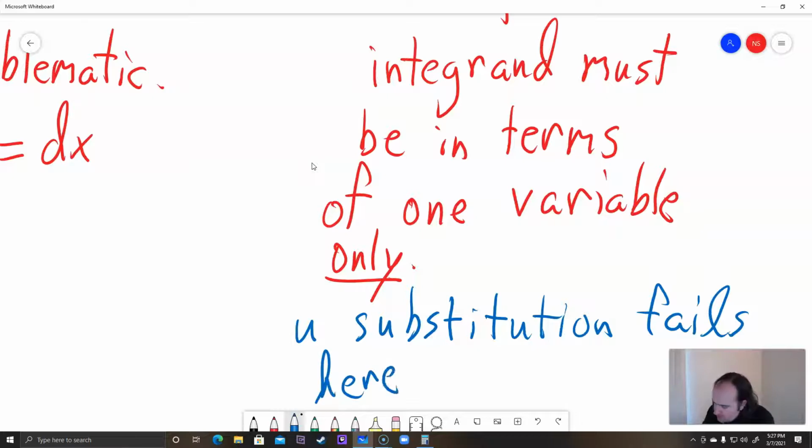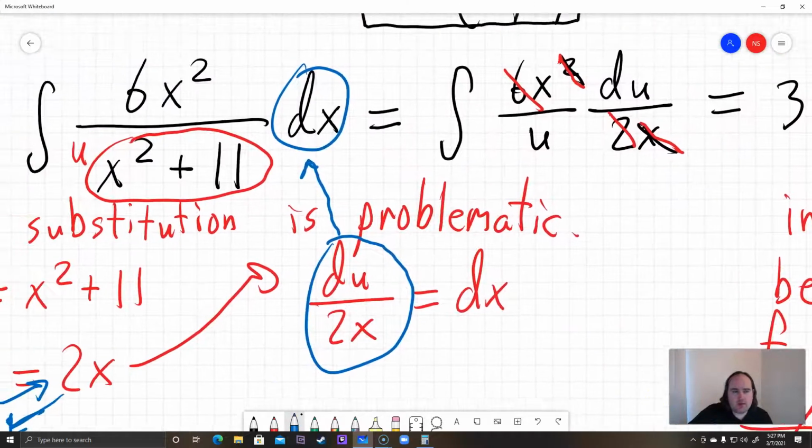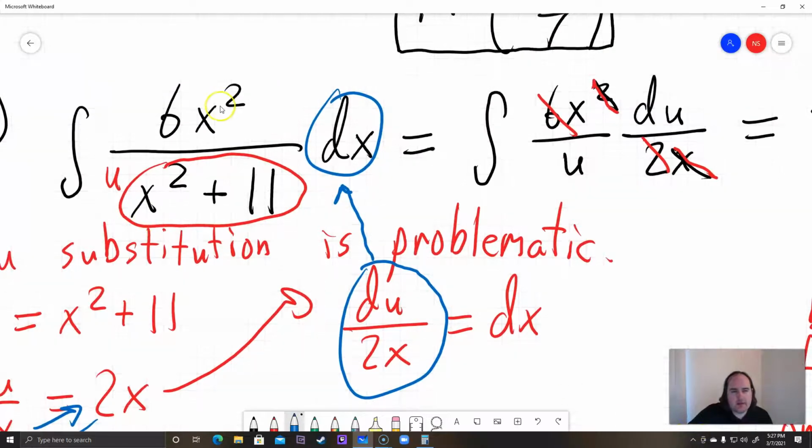Most of the problems that we do are set up so that they work out correctly. So what do we have to do when u substitution fails? We can't just do it directly through u substitution. Well, we're going to have to use a more advanced technique. And the one we want to use here is, because we have a polynomial divided by another polynomial, polynomial long division.